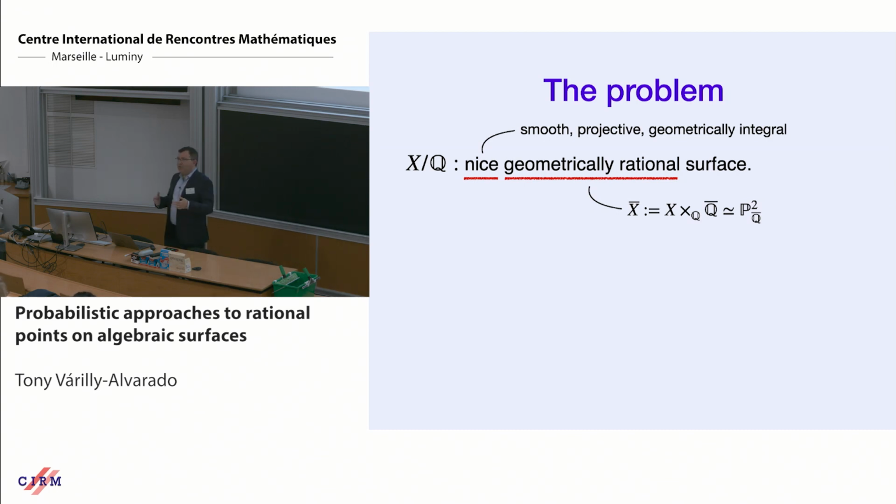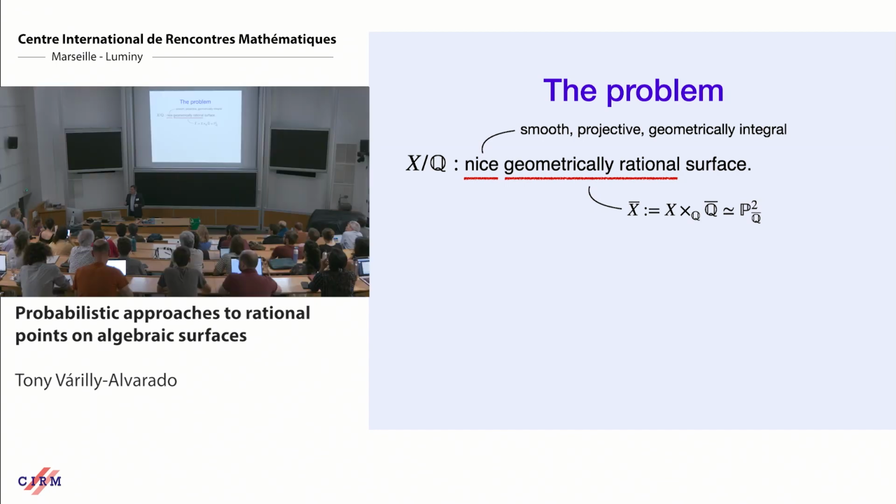Do you actually mean isomorphic or birational? Sorry, birational. Yes, I mean birational to P2. Thank you. So the question is, why do this?